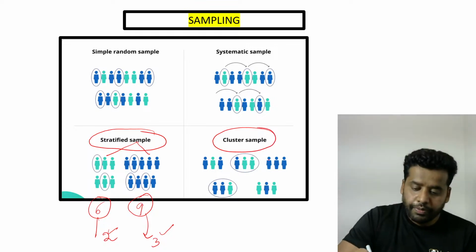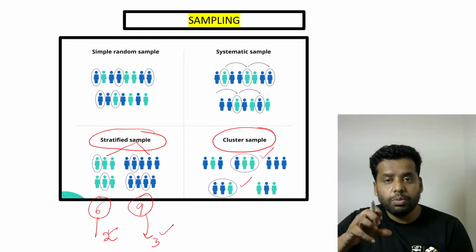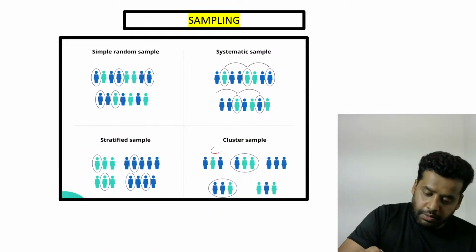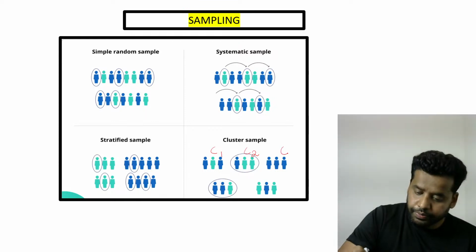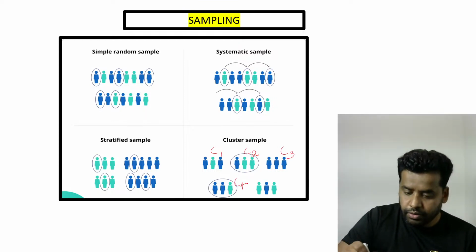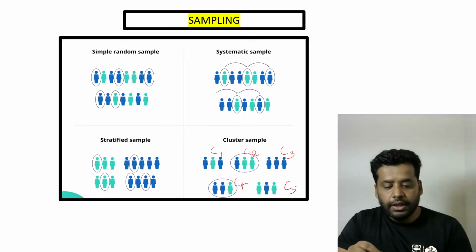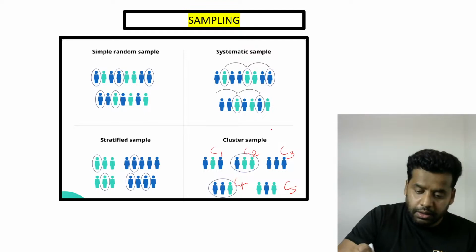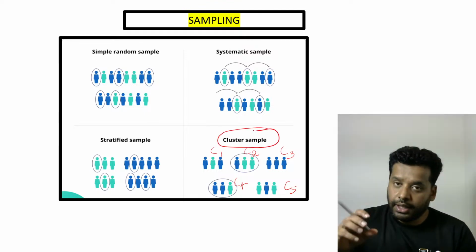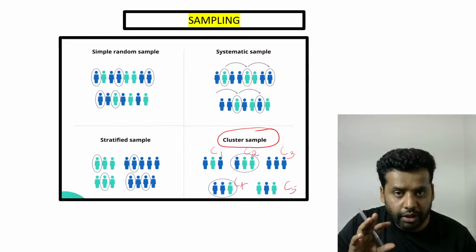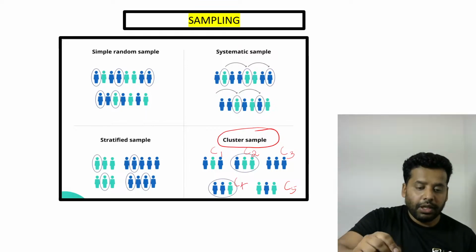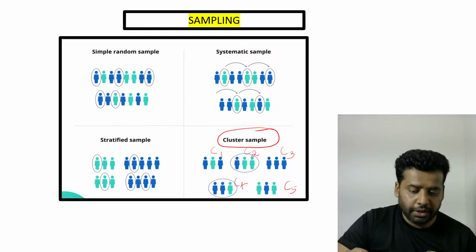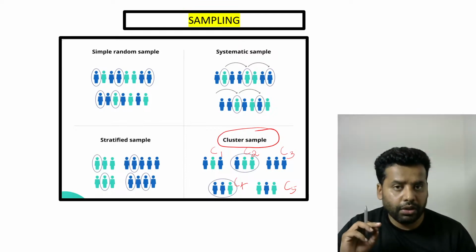Cluster means group. You can see here, you are selecting groups. You are making different clusters: cluster 1, cluster 2, cluster 3, 4 and cluster 5. In that, 2 clusters are selected randomly. C2, C4 will come. Cluster sampling means random sampling of clusters, not of individuals. In other sampling methods the sampling unit will be individuals, but here it is not individuals. Remember, it is for the cluster. That is what they want to show.